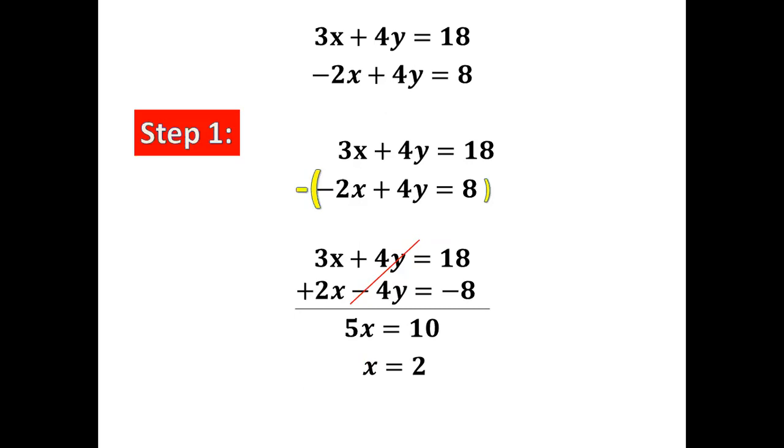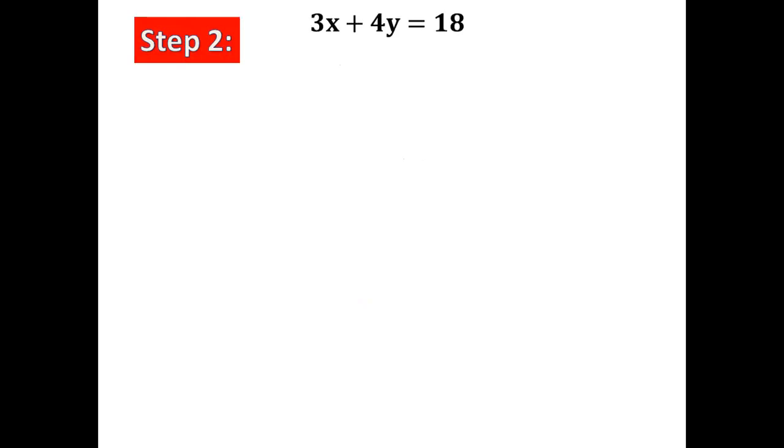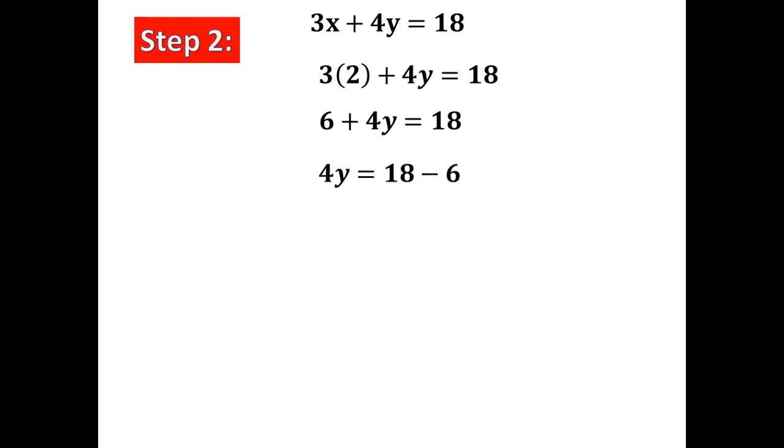You have to choose any one equation. I have chosen the first equation here, and substitute the value which you got as x, we got 2. So 3 into 2 is 6, plus 4y equals 18. So 4y equals 18 minus 6. y is equal to 12 over 4, which is equal to 3.